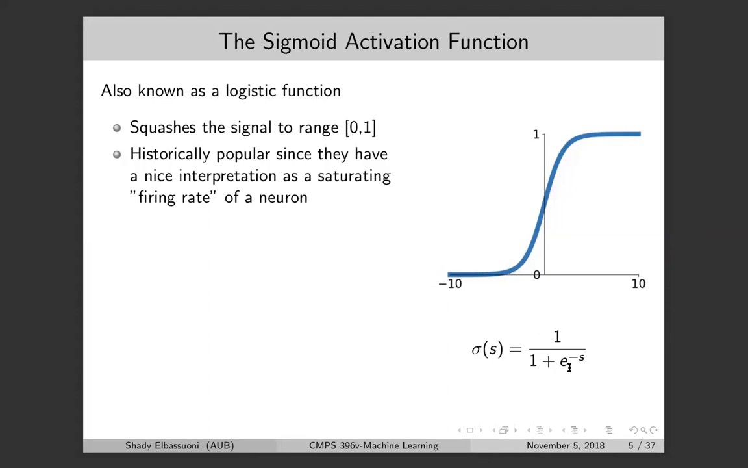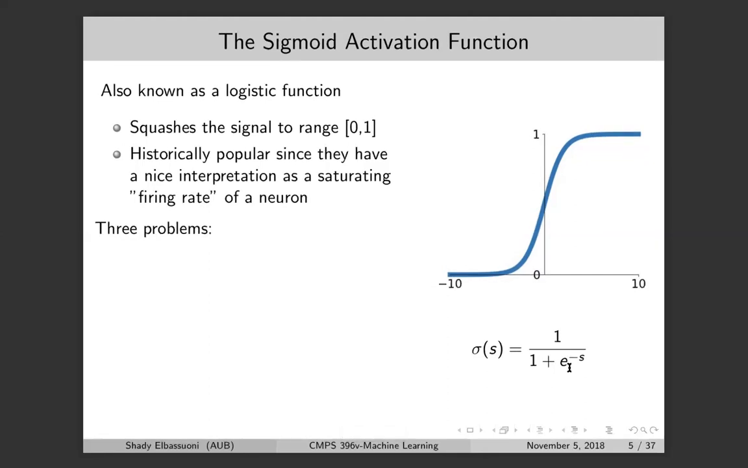So in the brain, neurons get fired or saturated. We pass a signal to the neuron, and then the neuron either doesn't output anything or it outputs something. So that's why it has some biological similarity to the brain.